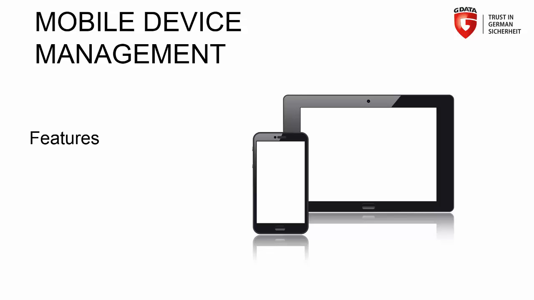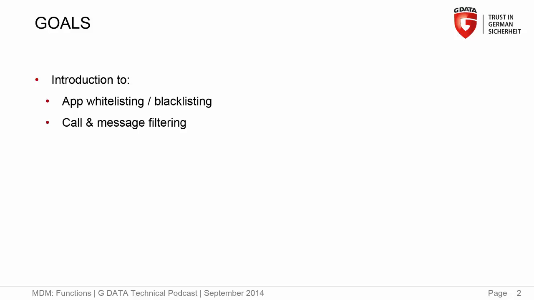In this episode, we are going to cover the mobile device management features of GData's corporate products. By the end of this episode, you will be familiar with the configuration of application white and blacklisting, call and message filtering, as well as the anti-theft and phone book function of the GData app for Android.